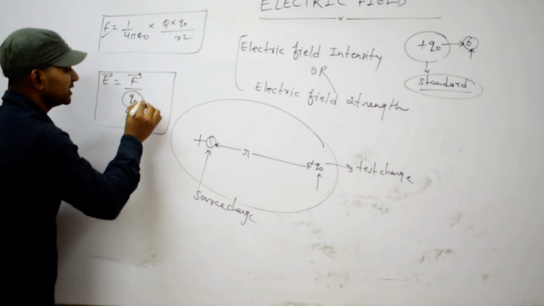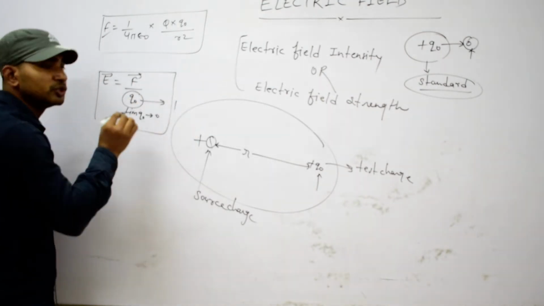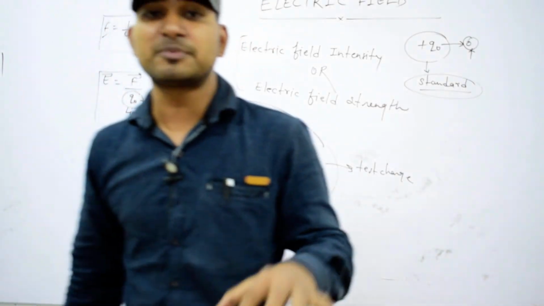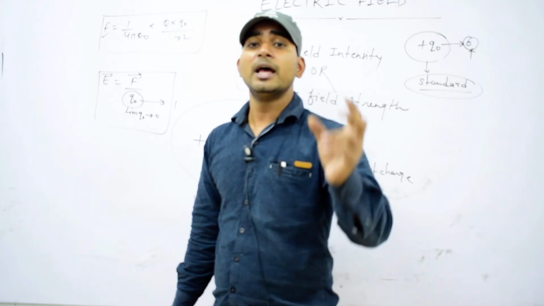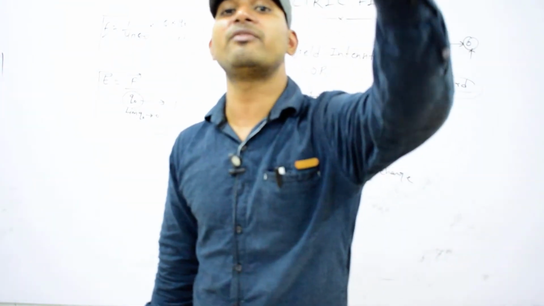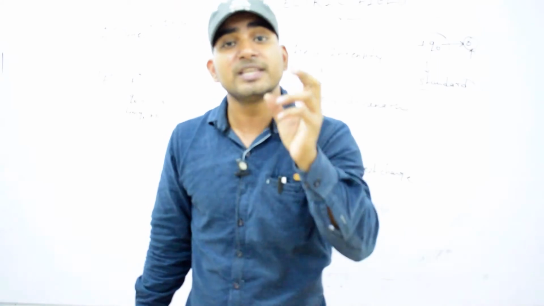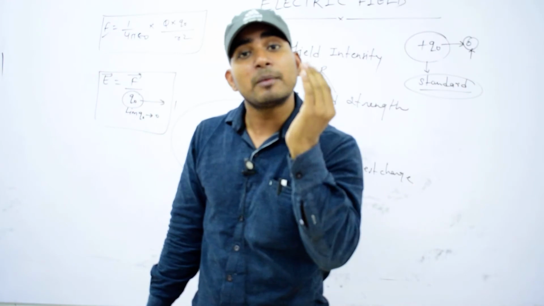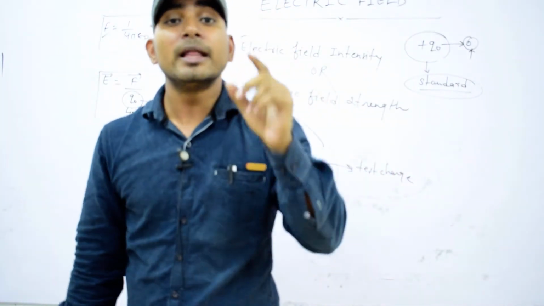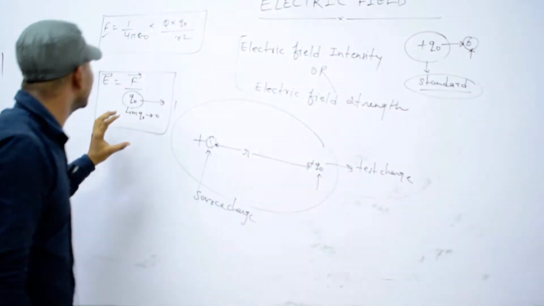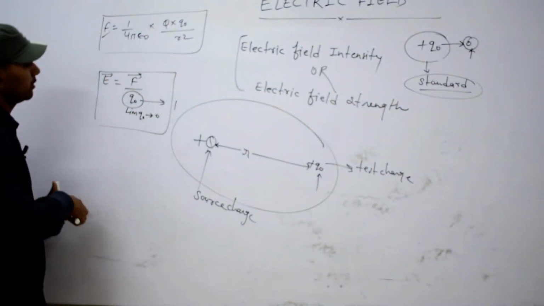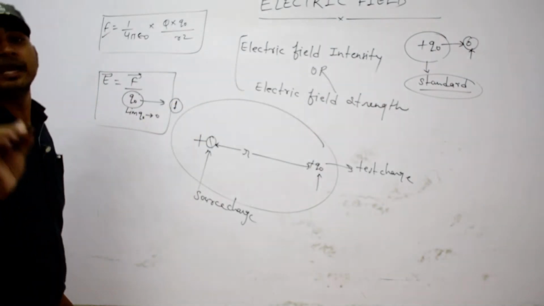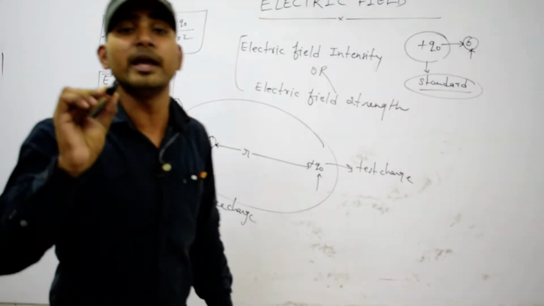Let's suppose I place Q naught equals 1, a unit test charge, inside the field. Whatever force it experiences due to the source charge, that particular force is called electric field strength. Means the field strength is just a force, describing the intensity of the force produced by the source charge. So by this formula we can conclude that the total force experienced by the unit test charge inside the field is called electric field strength.